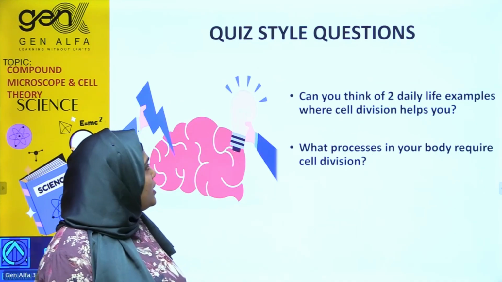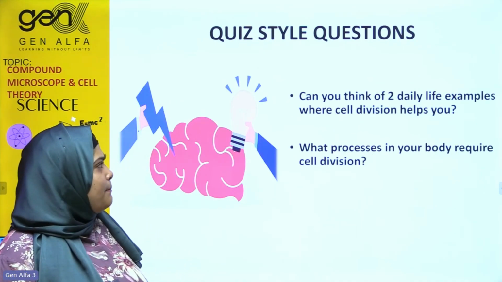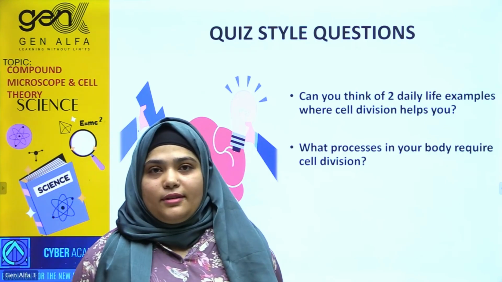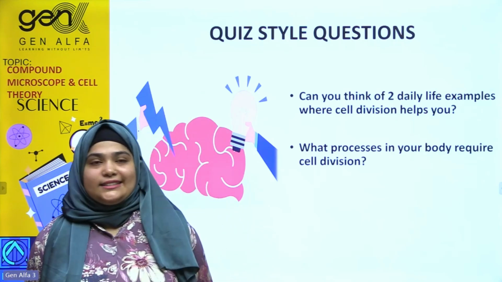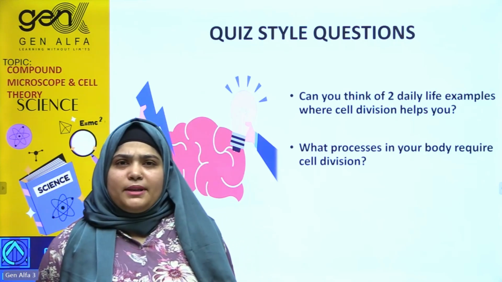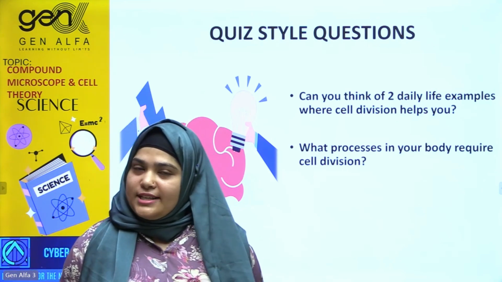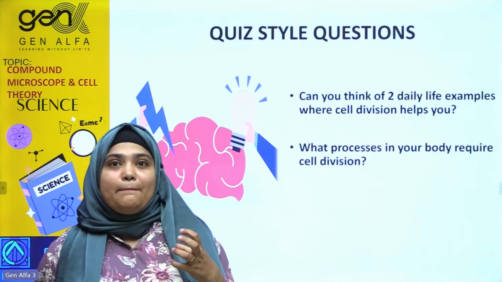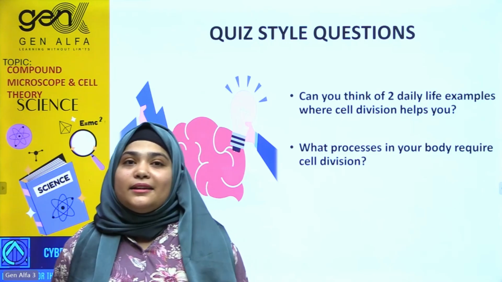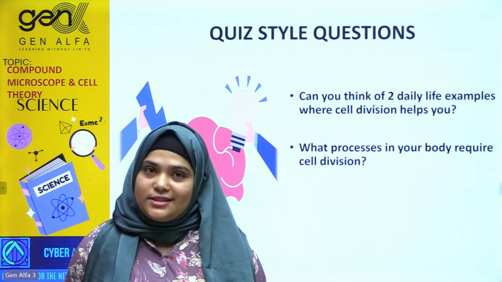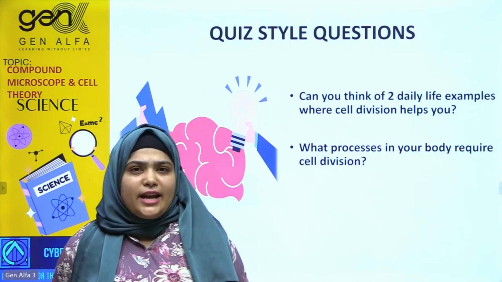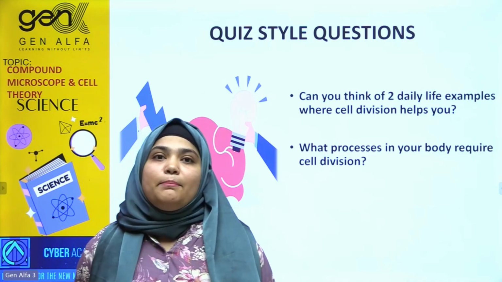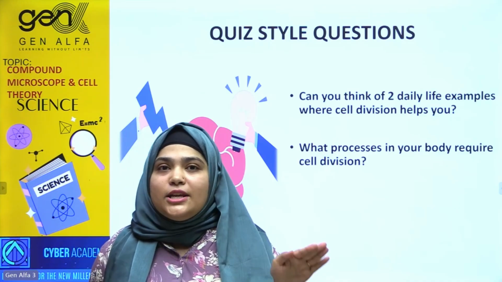Next question. Can you think of two daily life examples where cell division helps you? Students, can you tell me? Think of it. Two daily life examples. Simple. One example is growing of hair, the most important example that yes, cells are dividing, and healing your wounds. When you get a cut with a knife or something else, what will happen? It starts bleeding. But after a few minutes, the bleeding will stop. Why? Because new cells arise.